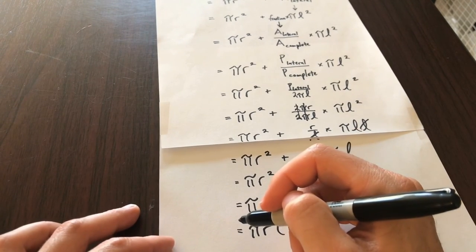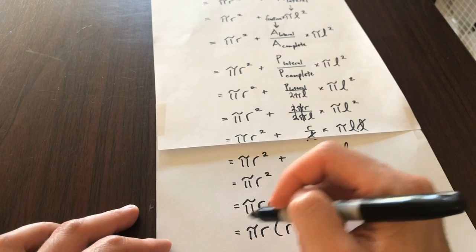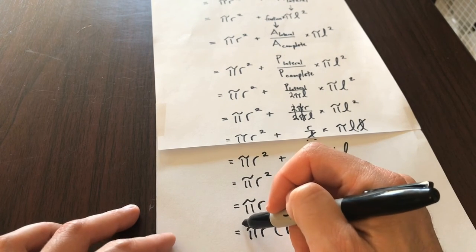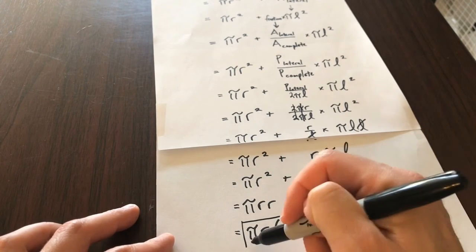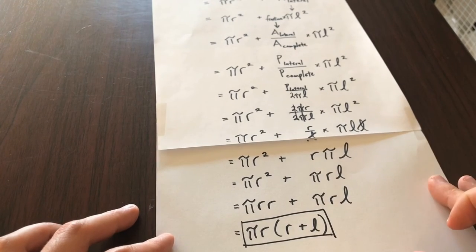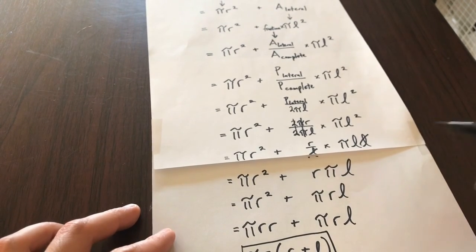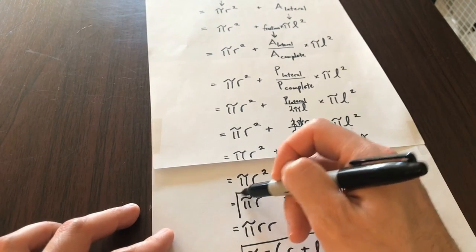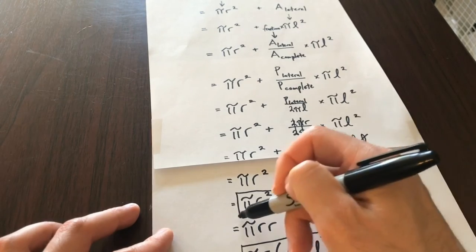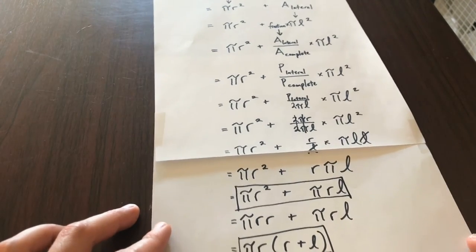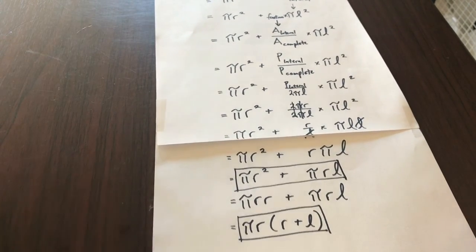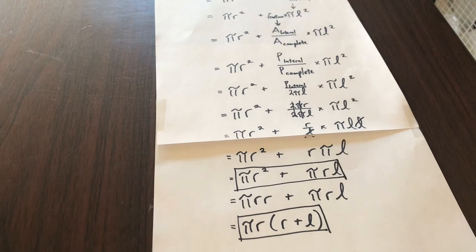So, sometimes the surface area of a cone is written this way, and sometimes it's written this way. Either way is correct for calculating the surface area of a cone.